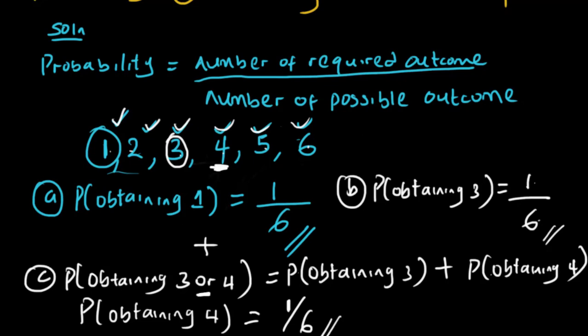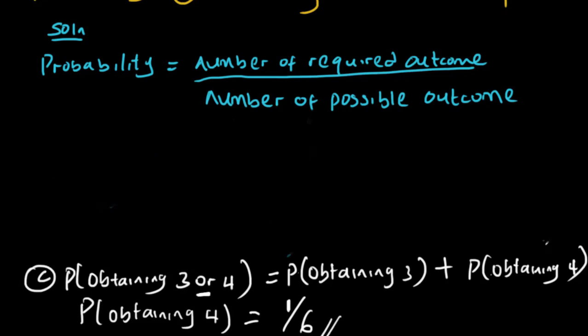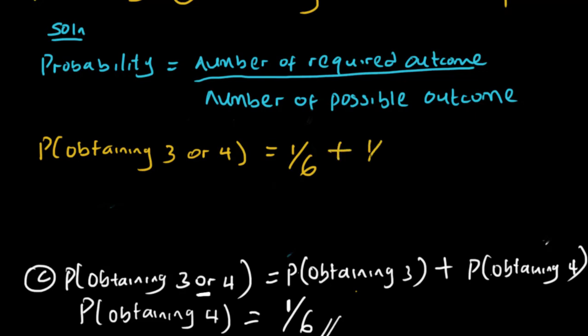So we slot it into the formula. Let me clean up so that we can get space. So it means we will be having probability of obtaining 3 or 4 will be equals to 1 over 6, which is the probability of obtaining 3, plus 1 over 6, which is the probability of obtaining 4. Do you understand? I just slot it into this formula.